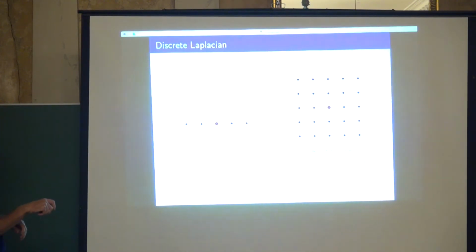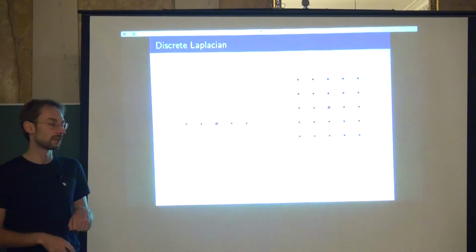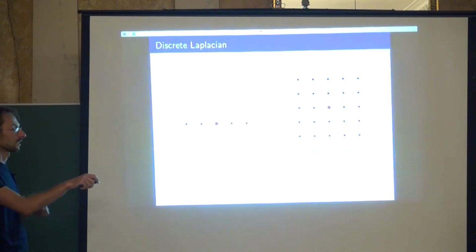So in the one-dimensional case, again, remember that we define the Laplacian with a minus sign. It's just the second order difference operator that looks like this. So if we want to compute the Laplacian at this point, we just need to take twice the value of the function at this point minus the value at the point to the left and the point to the right. The two-dimensional case is more or less the same thing.